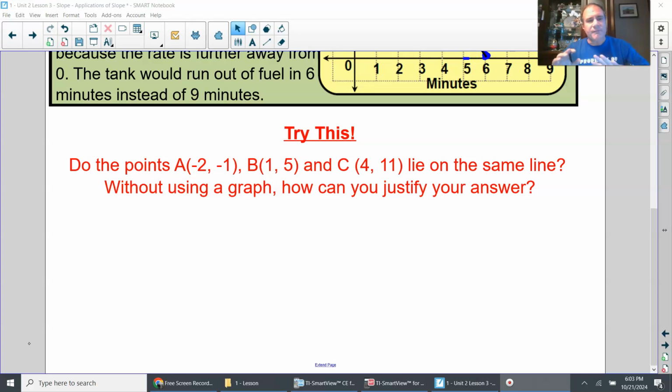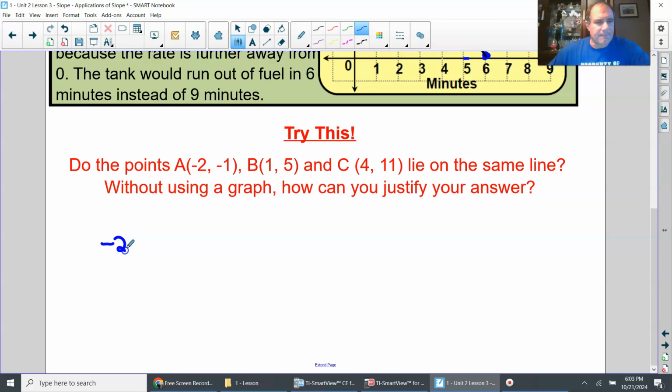But without a graph, I'm just going to use the slope formula also. Like, I'm not using the formula, but I'm going to use patterns. So I'm just going to put the -2, -1 right here, and I'm going to spread it out. This is A. This is B, 1, 5, and this is C, 4, 11.